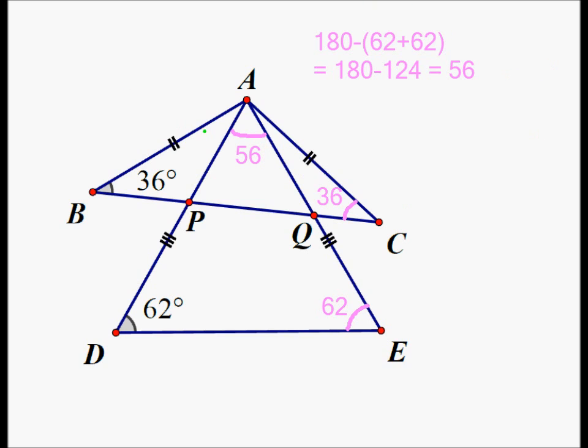Alright. Now, how about the measure of this angle, angle BAC? Well, 180 minus 36 minus 36 will give you that. 36 plus 36 is 72, and 180 minus 72 is 108. So this angle is 108 degrees. I'm going to label it right like this.